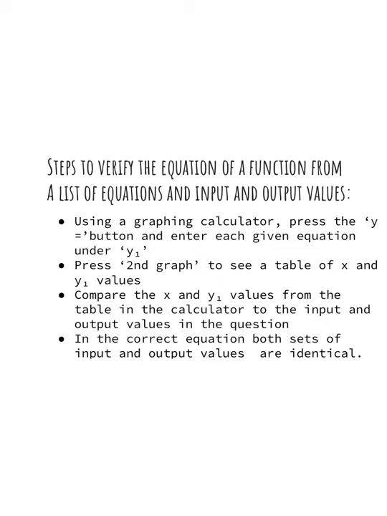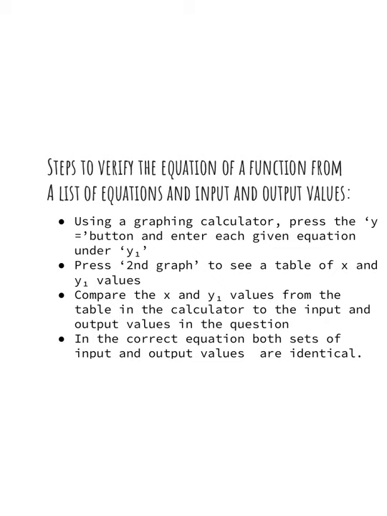Using the graphing calculator, we're going to press the y equals button, and we're going to enter each equation one at a time under y1. We're then going to press second graph to see a table of x and y1 values from the calculator.